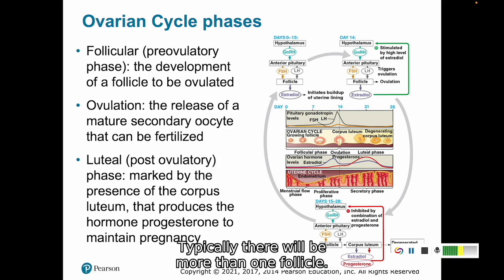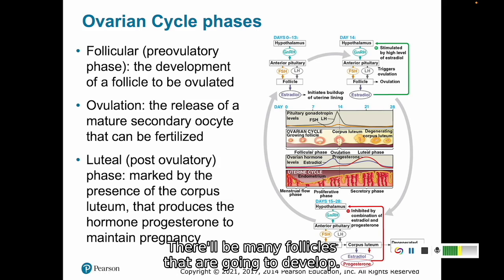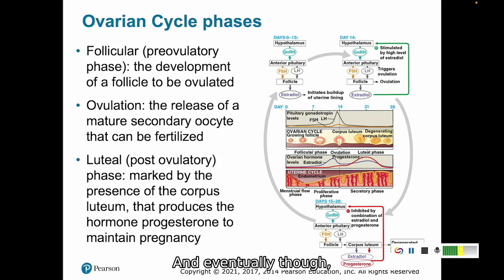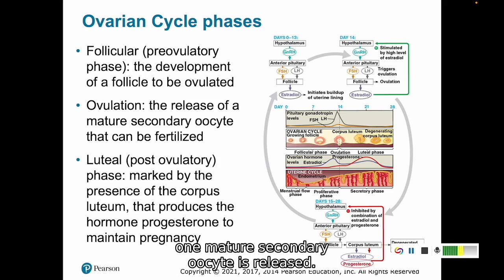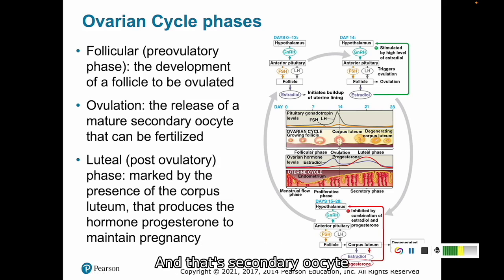Typically, there will be more than one follicle. There will be many follicles that are going to develop. And eventually, though, only one of those follicles will survive. The rest will be disintegrated. Then ovulation is when the mature secondary oocyte can be fertilized. So this growing follicle with the oocyte is going to eventually lead to ovulation when one mature secondary oocyte is released. And that secondary oocyte can be fertilized at that point.